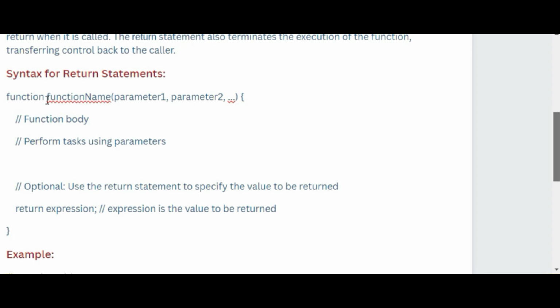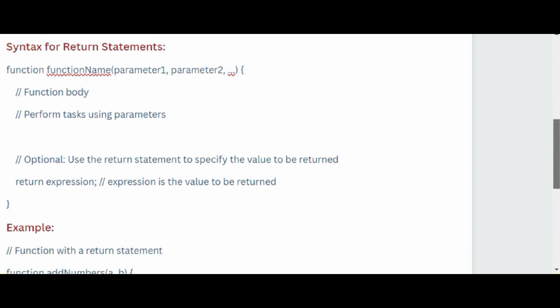So function name, parentheses, parameter 1, parameter 2, and curly bracket, closed, right? So this is the function body, okay. Perform tasks using the parameters. Optional: use the return statement to specify the value to be returned. Return expression, where expression is the value to be returned, okay. So this is the syntax part.